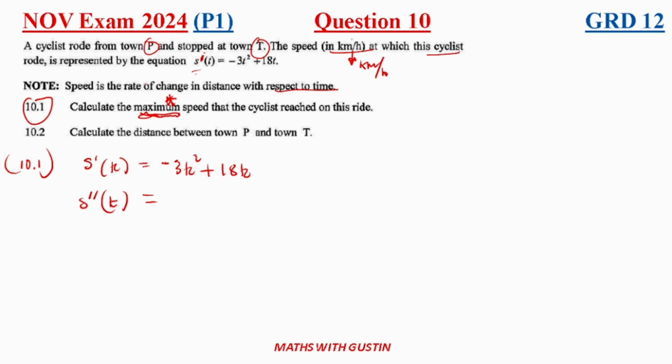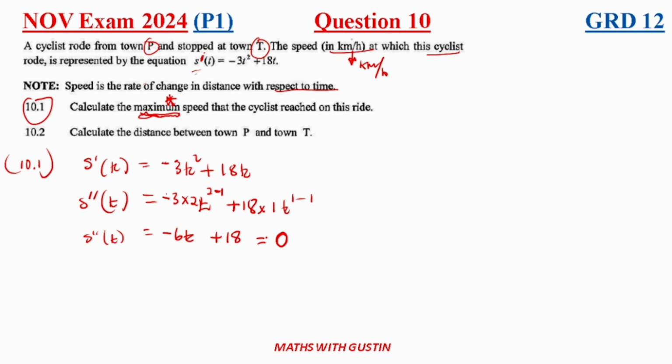So the second derivative: you're going to bring down the 2, so it's going to be negative 3 times 2 times t to the power 2 minus 1, and then here we're going to have 18 times t to the power 1 minus 1. Let me put it nicely here for those of you. So now we're going to simplify our derivative. In this case it is going to be equal to negative 6t plus 18. So this will have to be equal to 0.